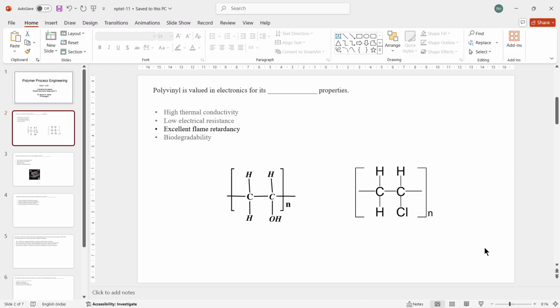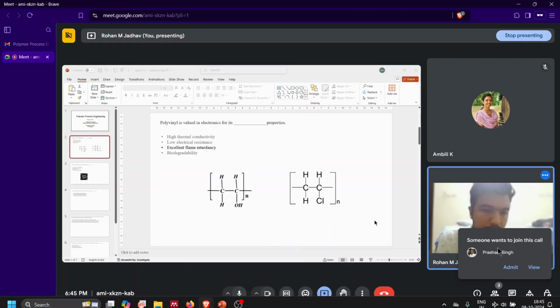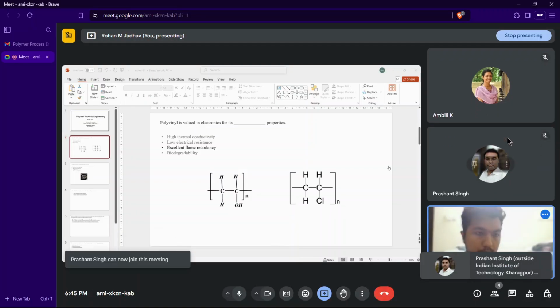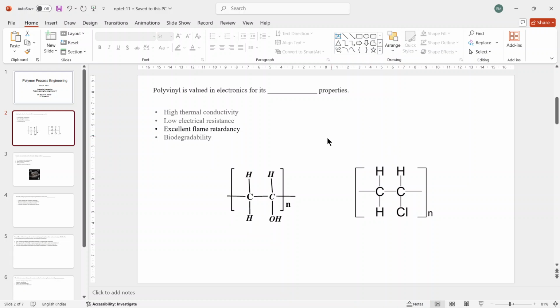So what is the use of these? Polyvinyl is valued in electronics for which of its properties? In these two illustrations we can clearly see what the polyvinyl group looks like. With the OH we have polyvinyl alcohol, and on the right-hand side polyvinyl fluoride. High thermal conductivity: since it's a polymer, it will not have high thermal conductivity, and that is not the property we are looking for in electronics.